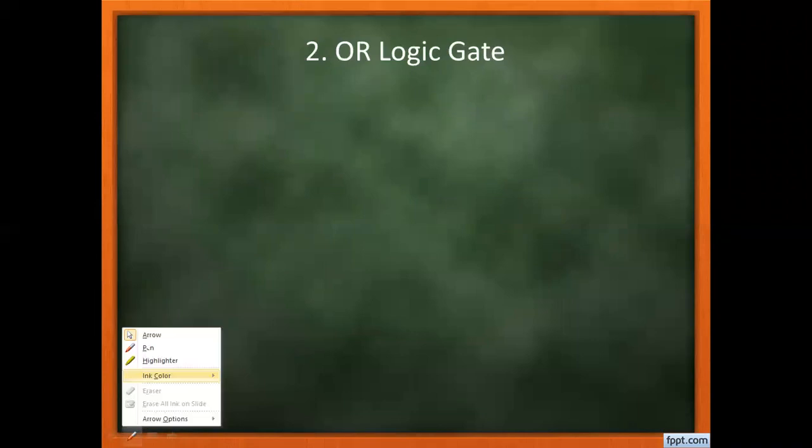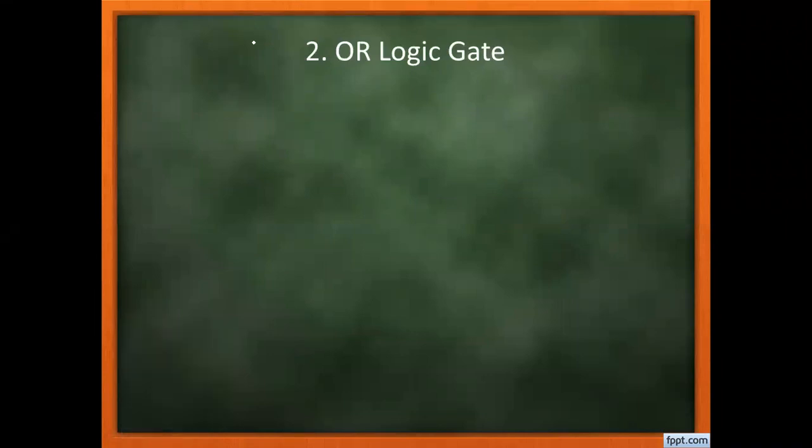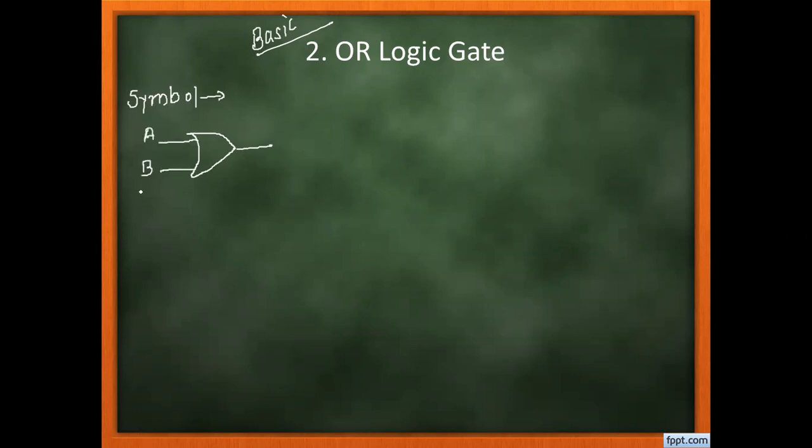Now, the second basic logic gate, we call it an OR gate. See what the function of that OR gate is. This is the second logic gate. First is the symbol. Which type of symbol is used to represent the OR gate? This type of symbol is used. Just like the AND gate, the OR gate has two inputs, A and B, and only one output, Y.